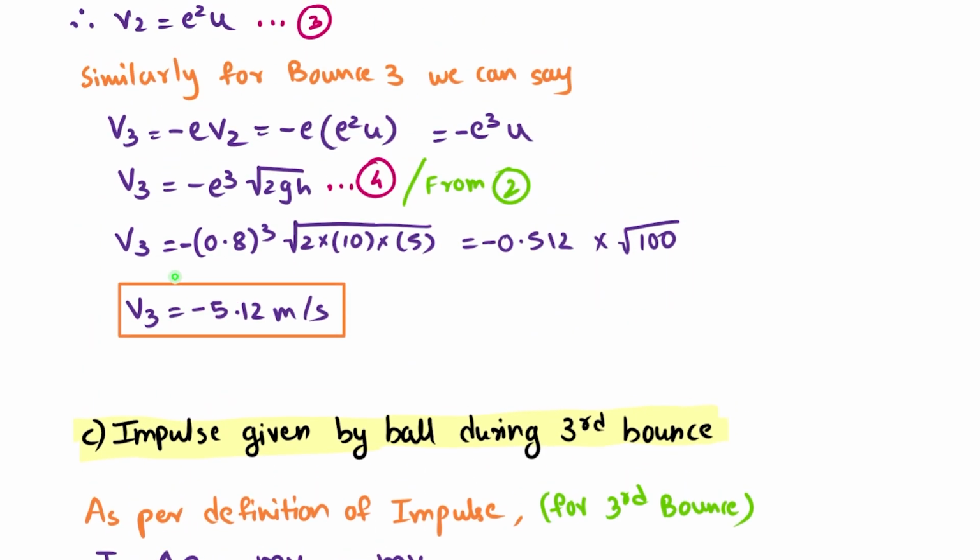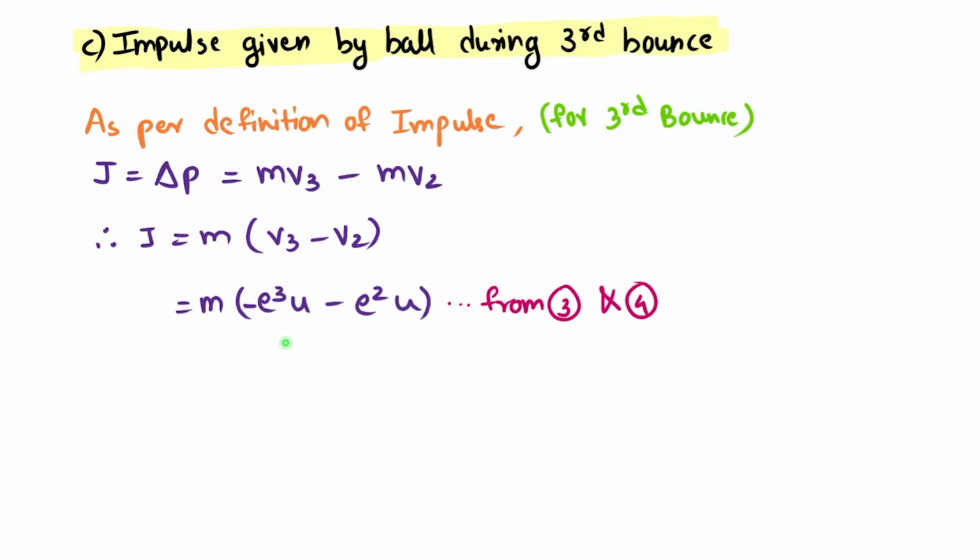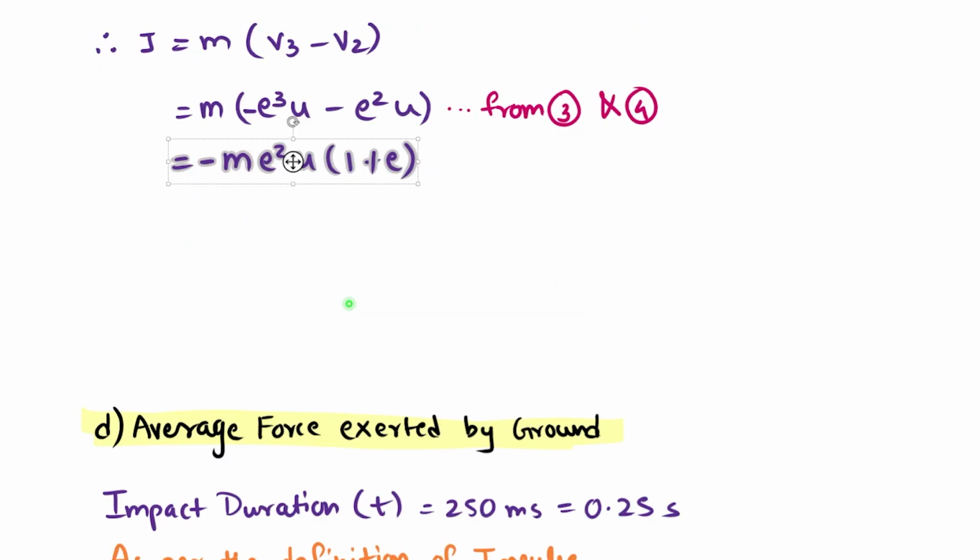Now from the above calculations, if we were to substitute the values of v3 and v2, I can say v3 can be written as minus e cube into u, and v2 can be written as e square into u, from equation 3 and equation 4. Now from these two terms, I can take the term minus e square into u as common. If I do that, I get the resultant term as minus m e square u into (1 plus e).